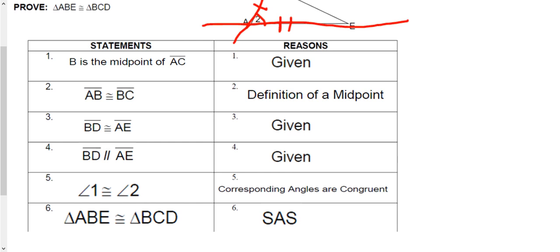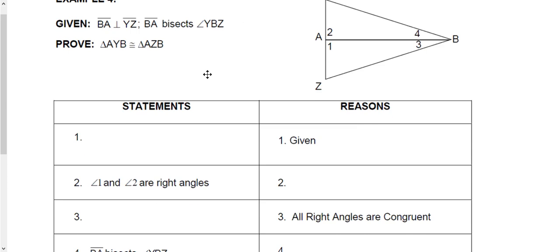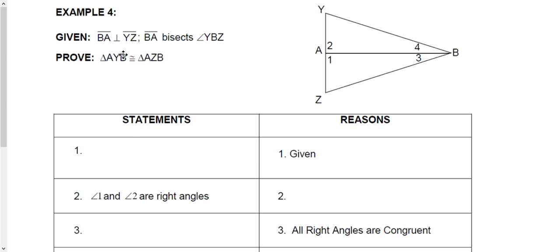Alrighty. Zooming right along to example 4. Here's something new in this one. This symbol right here, we'll go ahead and put that as our first given. How does that read? Segment BA, we'll look at it in the picture. This segment right here is perpendicular. This upside down symbol means perpendicular to YZ here, which means it intersects at a right angle.